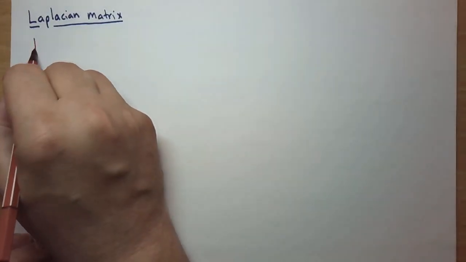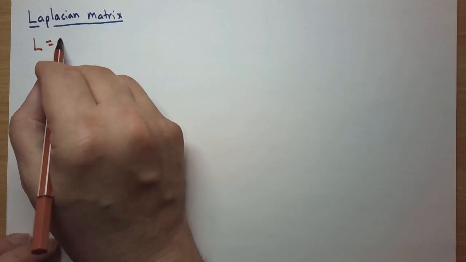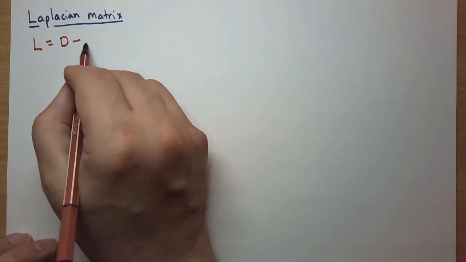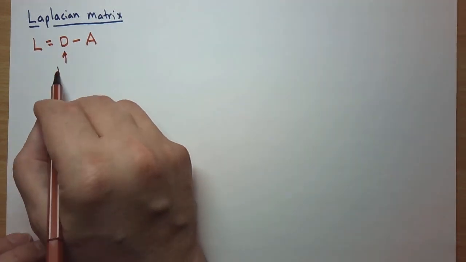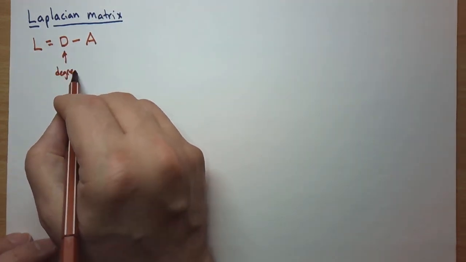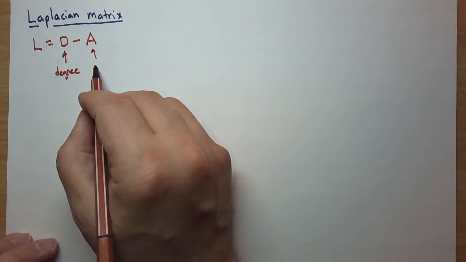As a reminder, what's the Laplacian matrix? Well, you take the diagonal matrix of degrees, you subtract the adjacency matrix. All right, good. Now, we want to say a few things.